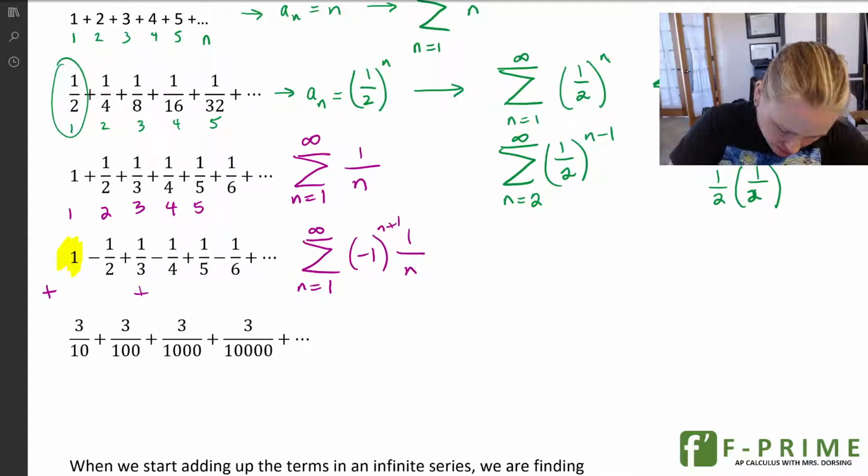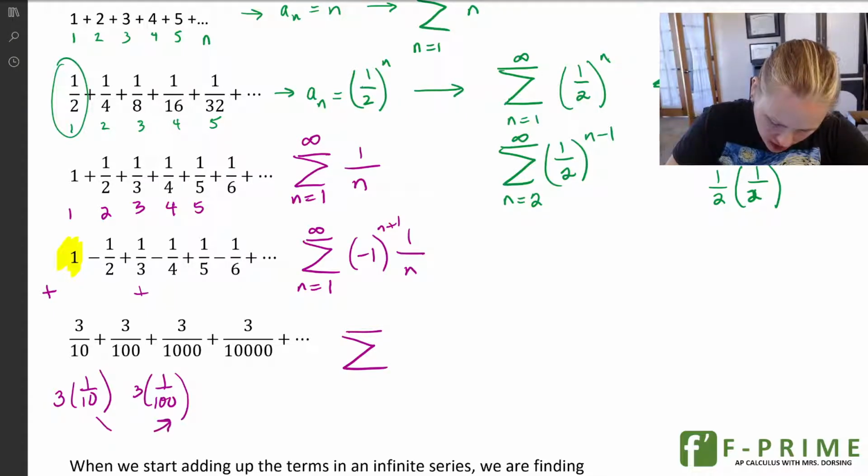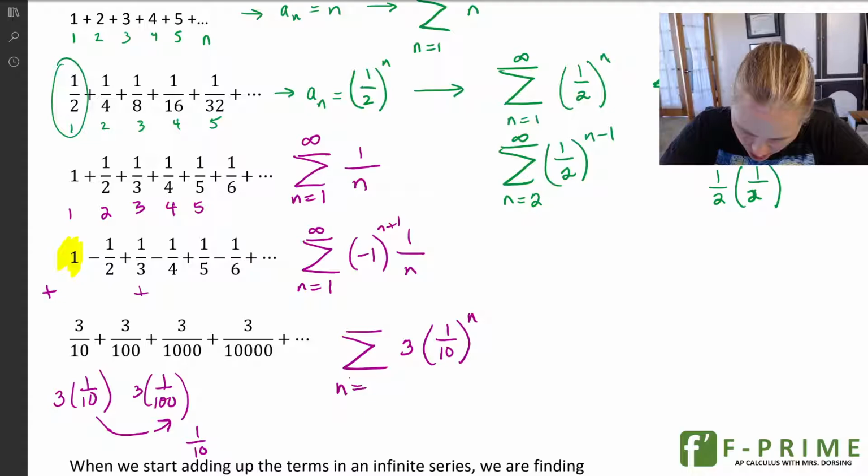And then this last one here, it sure looks like it's 3 times 1 over 10. 3 times 1 over 100. I'm going to think about it like that. And this looks like a geometric series, and I'm multiplying by 1/10 each time. So let's check it out. If I do 3, and then 1/10 to the n power, and if I let n equal 1, let's make sure it works. When n is 1, I have 3 times 1/10. When n is 2, I have 3 times 1 over 100. So it works out. So I can mess around with it.